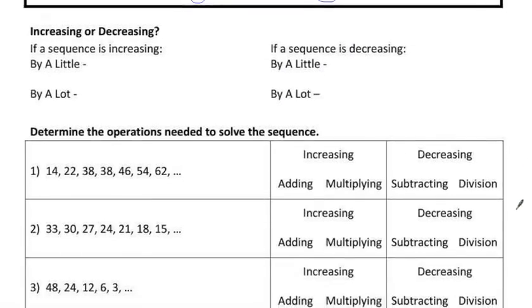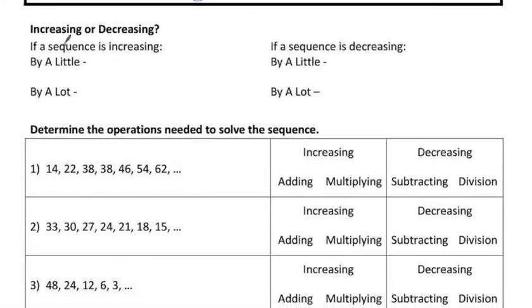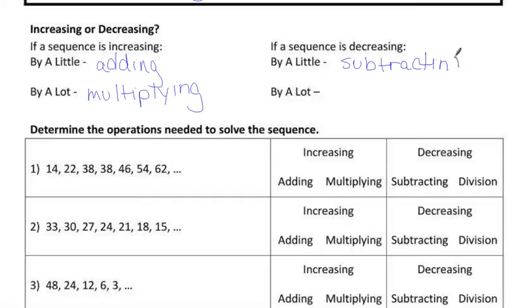So if we look at this pattern, is it increasing or decreasing? If a sequence is increasing by a little, then you are adding. And if it's increasing by a lot, you are multiplying. And if a sequence is decreasing by a little, you are subtracting. And if a sequence is decreasing by a lot, then you are dividing.